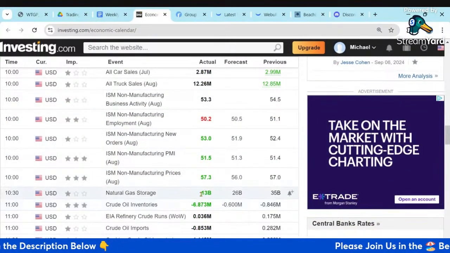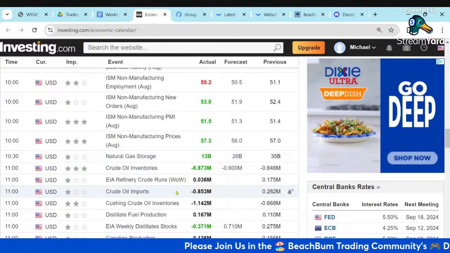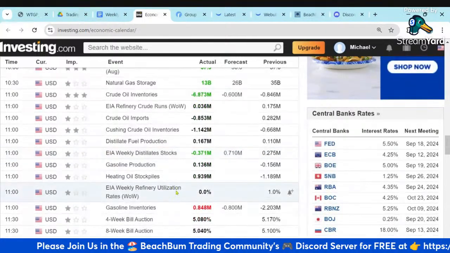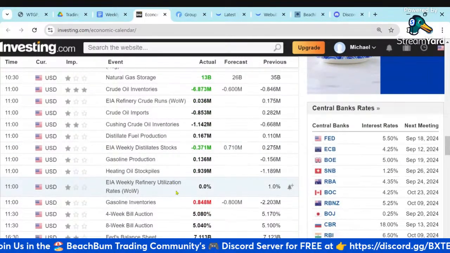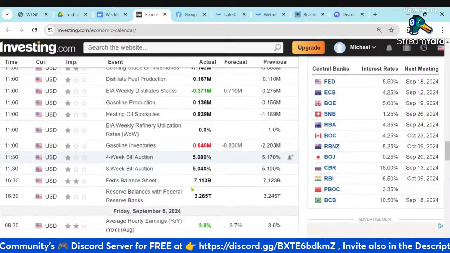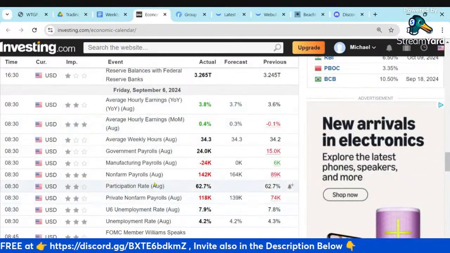Natural gas storage up, but less than expected. Again, we saw natural gas prices bounce above 220. Bond auctions pretty strong. Talked about the non-farm payroll data.